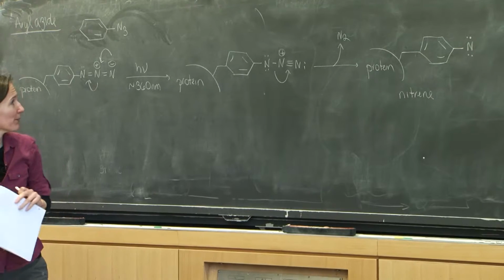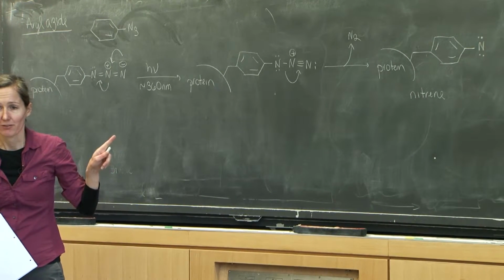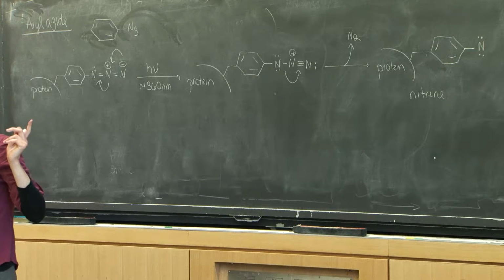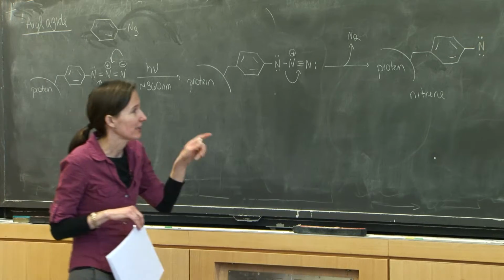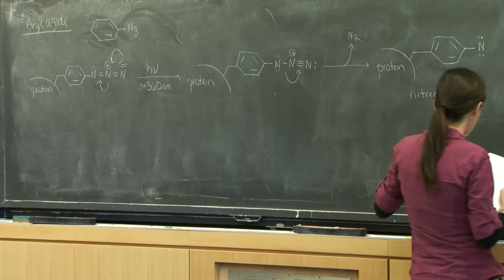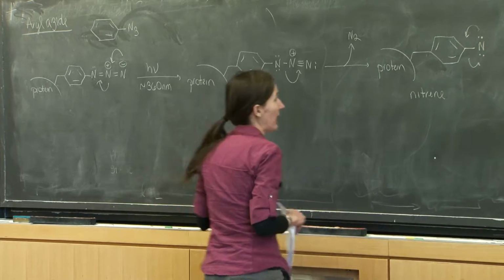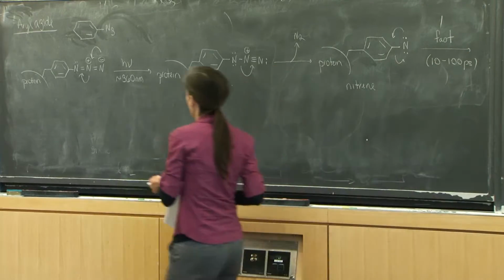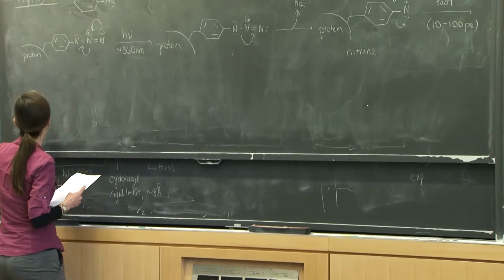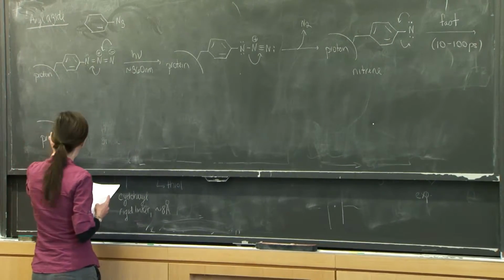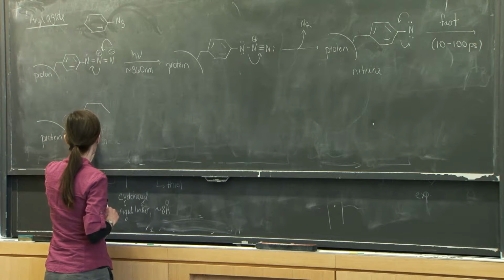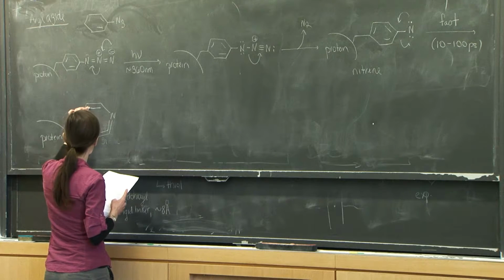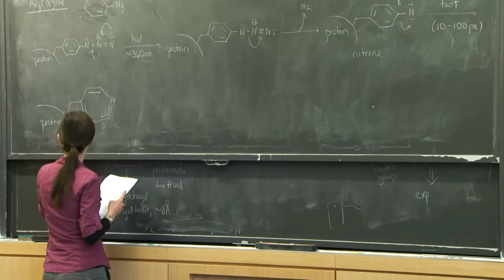So what happens with these aryl azides? There is some interesting photochemistry when you're at, say, room temperature. Rather than this nitrene reacting with a CH bond or an NH bond, it actually undergoes a ring expansion. And this is very fast, on the order of 10 to 100 picoseconds. So this happens before it has a chance to react with something else, to give us this intermediate.